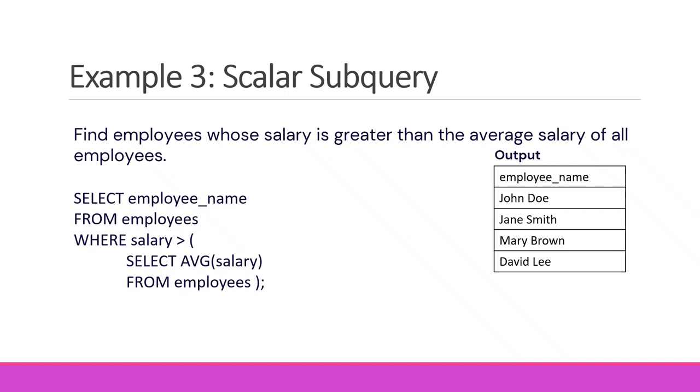The inner query calculates the average salary of all employees. The outer query selects the employee name from the employees table where the salary is greater than the calculated average salary. The inner query returns only a single value. According to this query, the outputs are John, Jenny Smith, Mary Brown and David Liu, who have salary greater than the average salary of all employees.